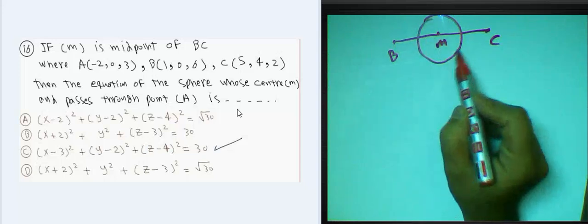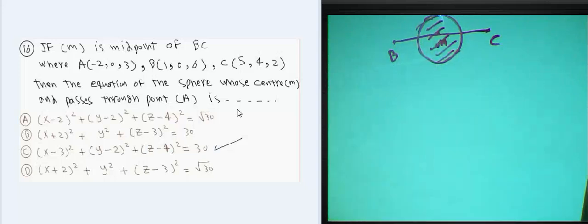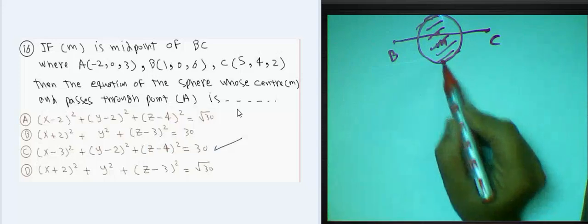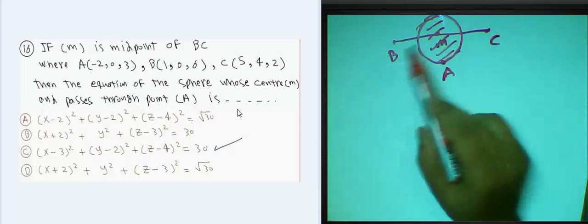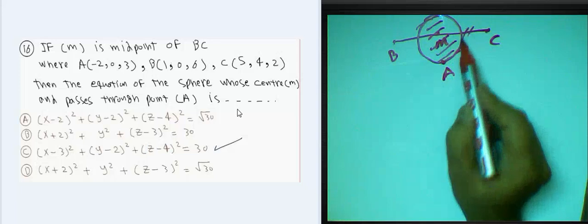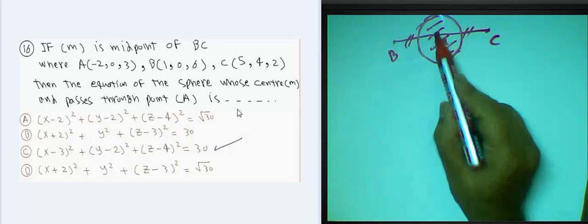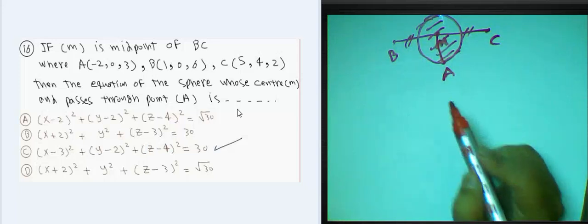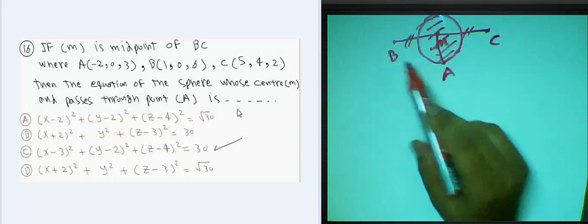We want to find the sphere passing through the point A. Okay, it's the point A. We have a line segment and the point M, the midpoint between B and C, and we have the radius from M to A, and M lies at the midpoint between B and C.